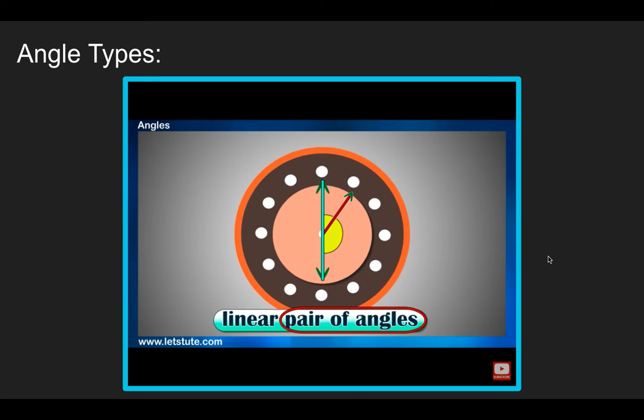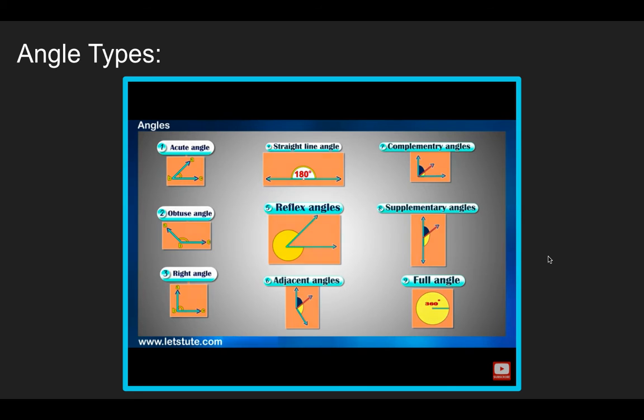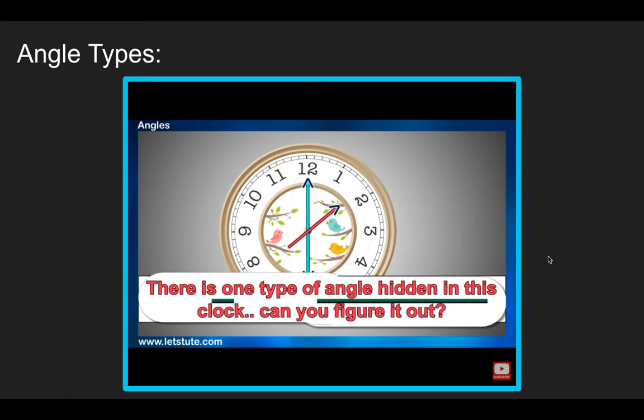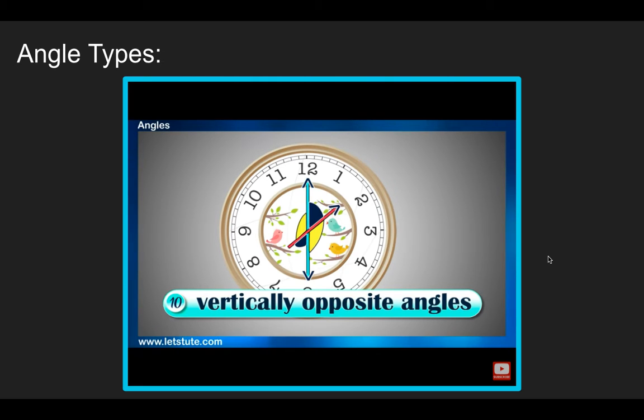Can you believe that till now we have learned about 9 different types of angles? Let's make a round figure by learning one more type of angle. Well, there is one more type of angle hidden in this clock. Can you figure it out? These angles are called vertically opposite angles. And one of the interesting facts is that vertically opposite angles are always equal.